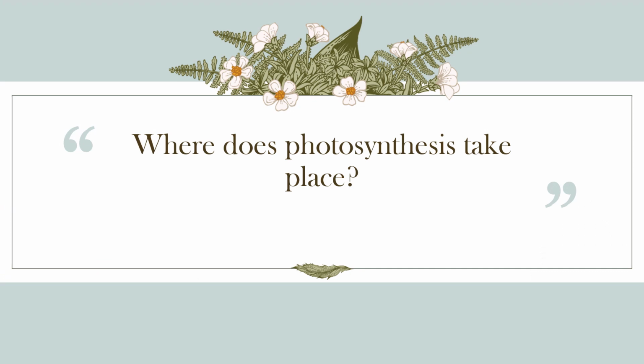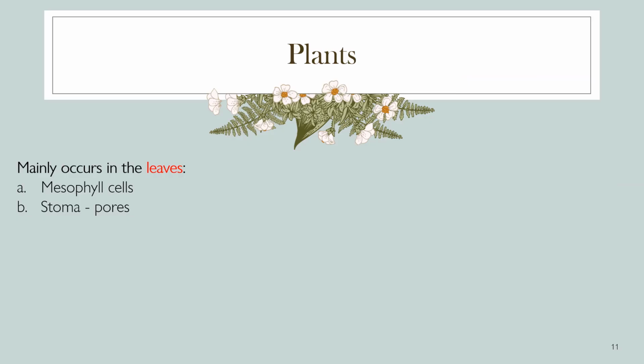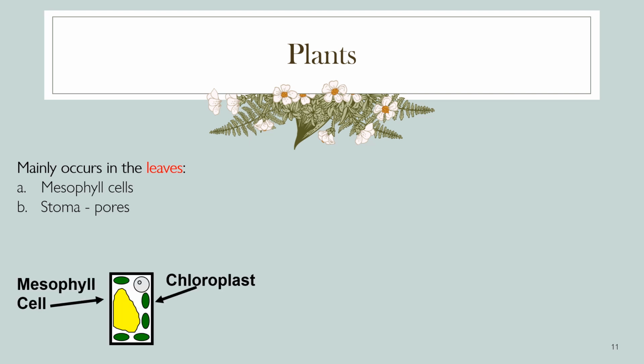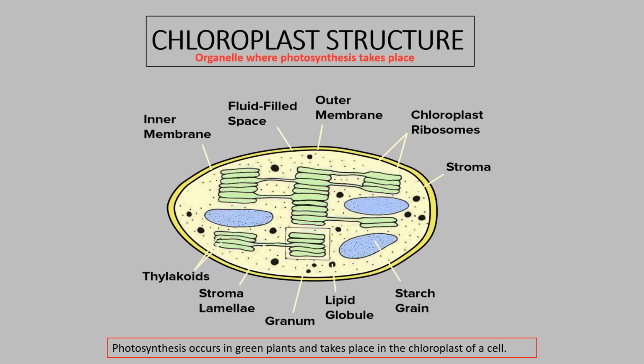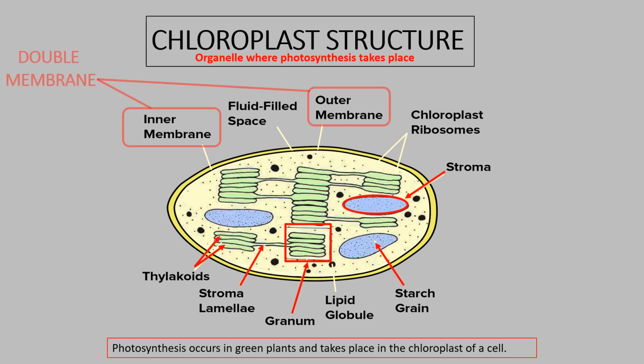Where does photosynthesis take place? In plants, photosynthesis mainly occurs in leaves, which consist of the mesophyll cells and the stomatal pores found on the underside of leaves. Only plant cells consist of chloroplast, an organelle that performs the process of photosynthesis. Thylakoid, a disc-shaped membrane that contains chlorophyll. A starch grain, where glucose produced is stored as starch. A granum, lamella, a stroma, a DNA which contains genetic information, and a double membrane which protects the chloroplast and allows in and out movement of substances.